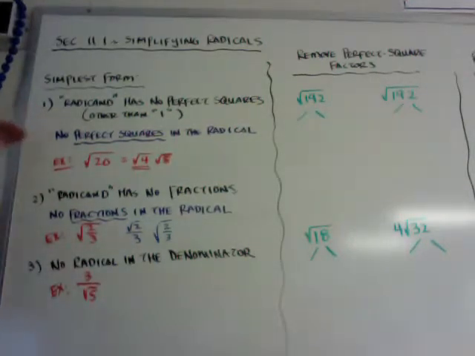If you can satisfy all three rules, no perfect squares under the radical, no fractions under the radical, and no radicals in the denominator, then your answer is in simplified radical form, or simplest radical form.